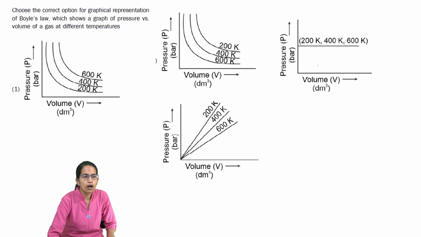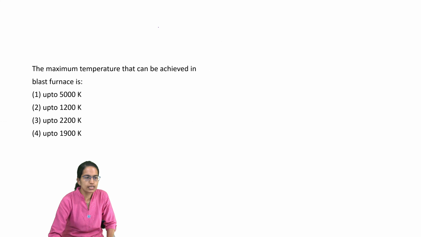Okay. Now the next question talks about Boyle's law. Boyle's law shows an inverse relation between pressure and volume. So what would be the right option? The right option would be the first one. So you would have the change in the pressure as the volume increases, the pressure reduces. So you would have the option as the correct option.